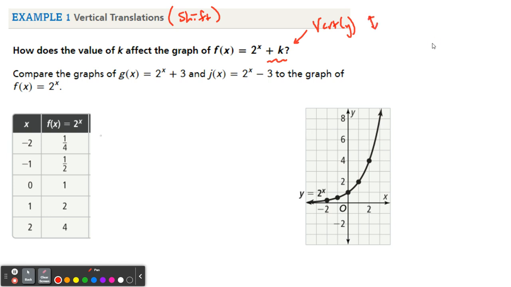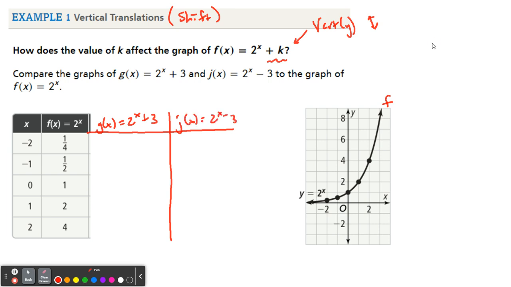So we have the graph of y equals 2 to the x, or f of x equals 2 to the x right here. So this is f. Now I'm going to graph g of x and j of x on the same graph, and we're going to see what happens. I'm going to make a table here to show what happens as well. I'm going to add two more columns to this table. This is going to be the g of x column, so g of x equals 2 to the x plus 3. And j of x is going to be 2 to the x minus 3.